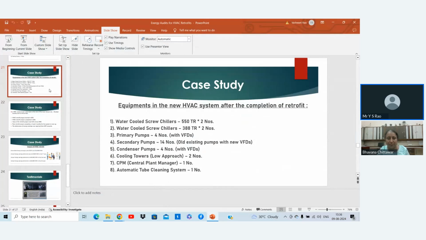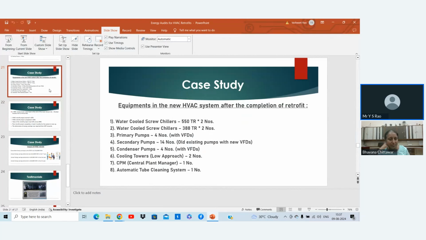Second was that 4 primary pumps were used with VFDs. New VFDs were coupled to the new pumps as well as the old pumps. The 14 secondary pumps were used as they are without disturbing them, but the old pumps were coupled with new VFDs, and condenser pumps were coupled with VFDs.